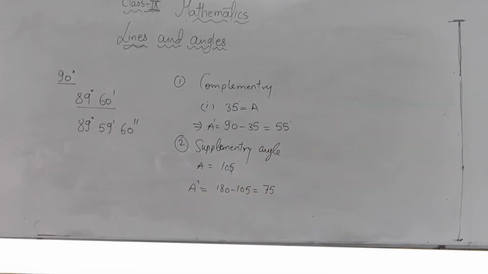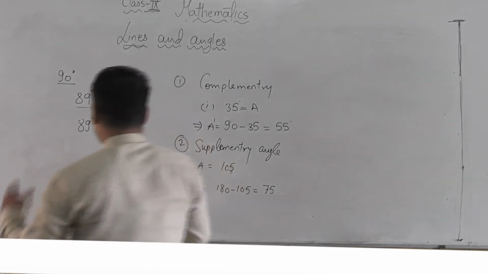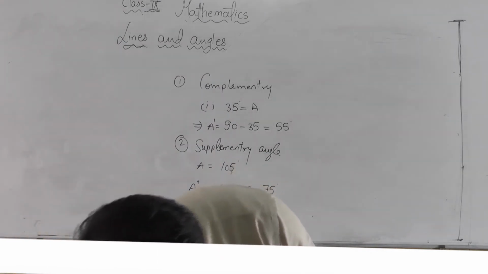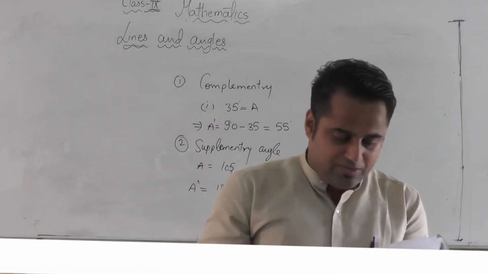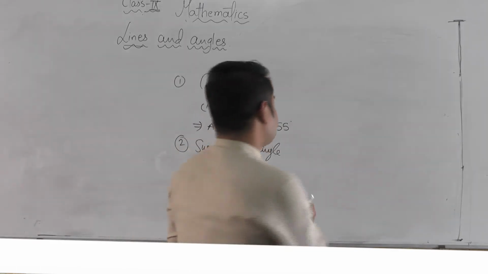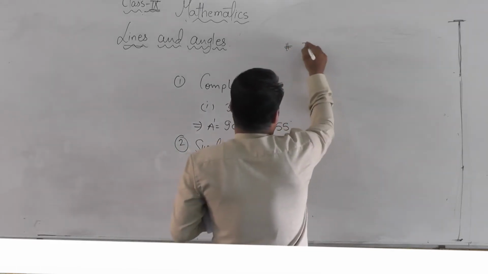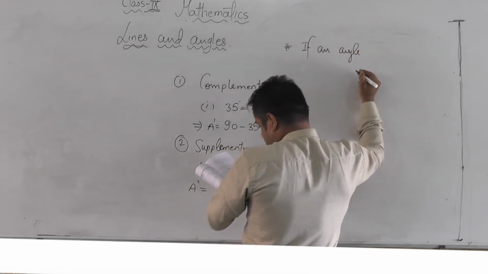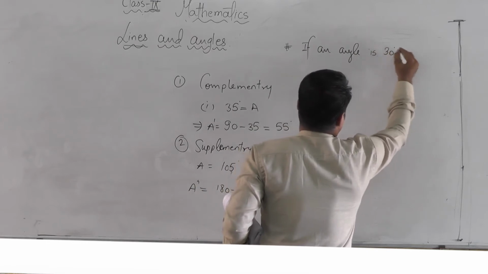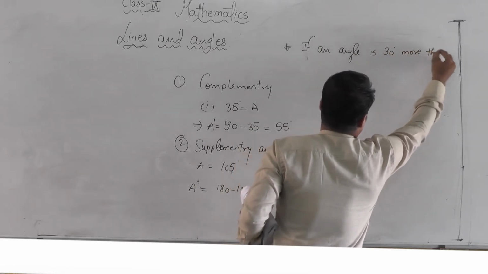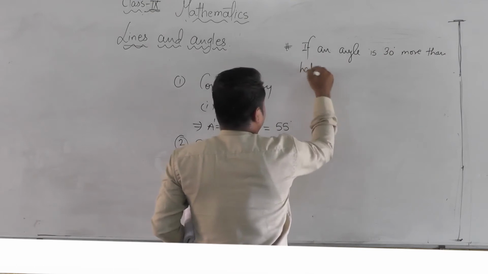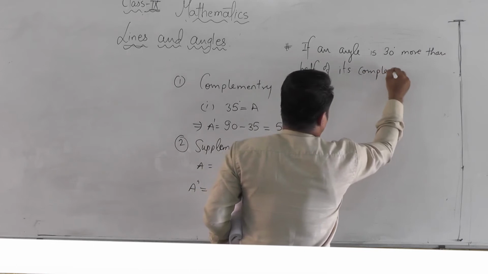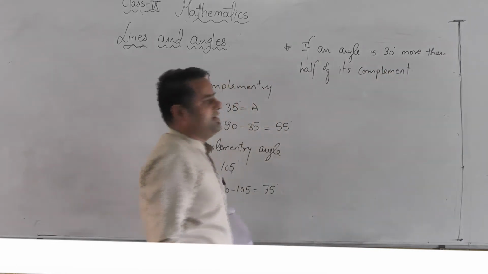Now let's see a few questions which are word problems. Word problem itself is a problem. Like, if an angle is 30 degree more than half of its complement. See this statement: if an angle is 30 degree more than half of its complement. This is the statement. Now see how to find it.